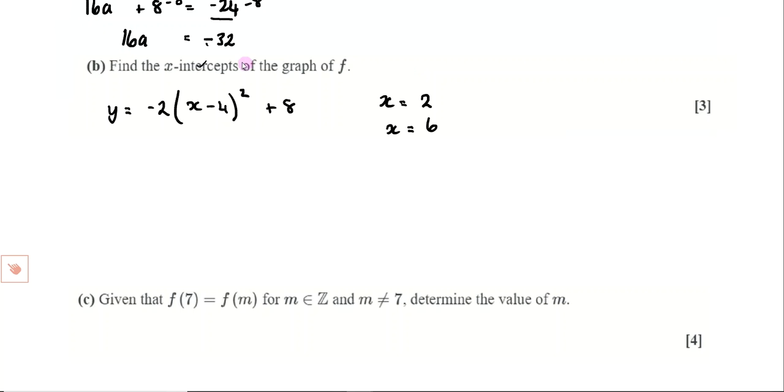Similar, but we weren't asked it, but similar sort of thing. What do we know about the x-intercepts? We know that the y value is equal to 0. So we would try and solve negative 2 multiplied by x minus 4 squared plus 8 is equal to 0. So let's just have a quick go at that rather than use our graph and our calculator. What would you do first?